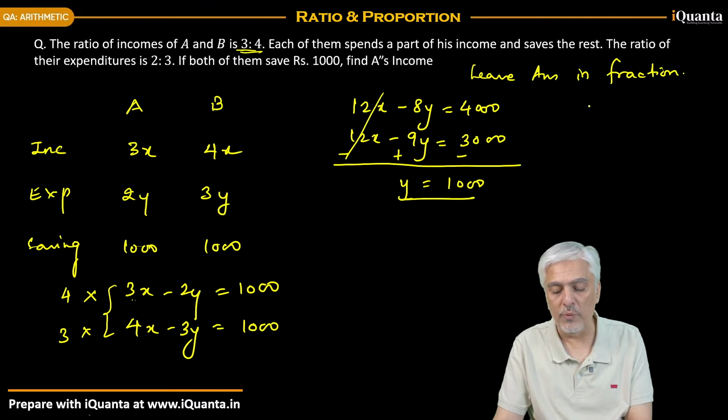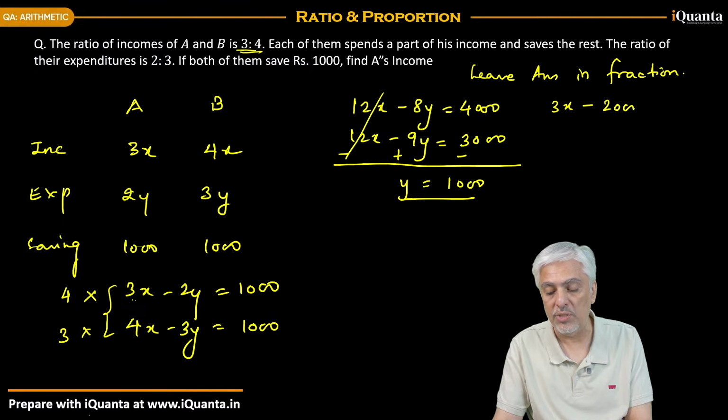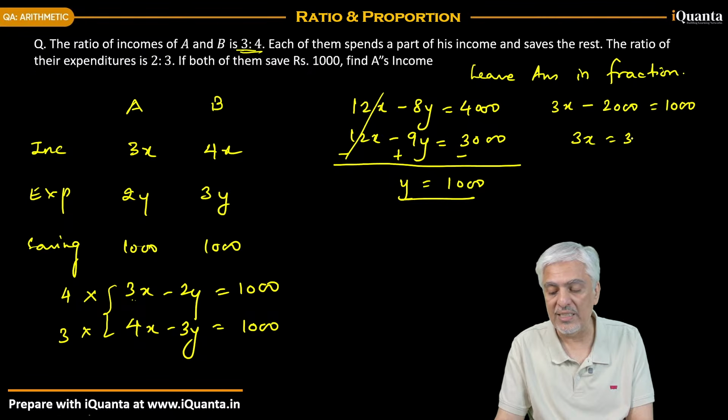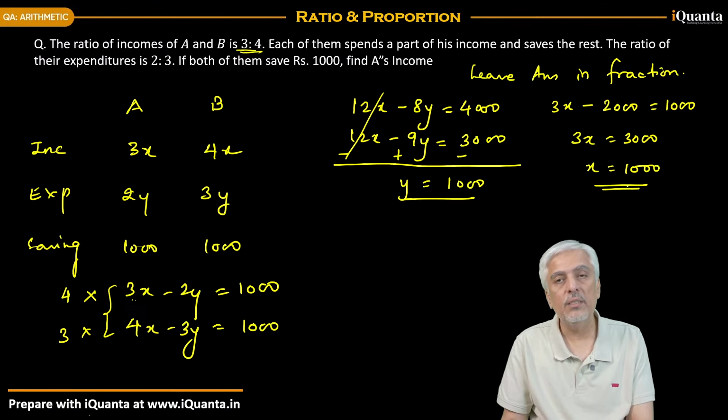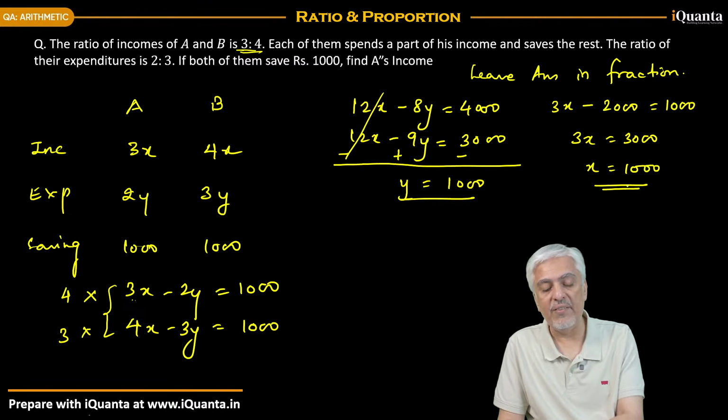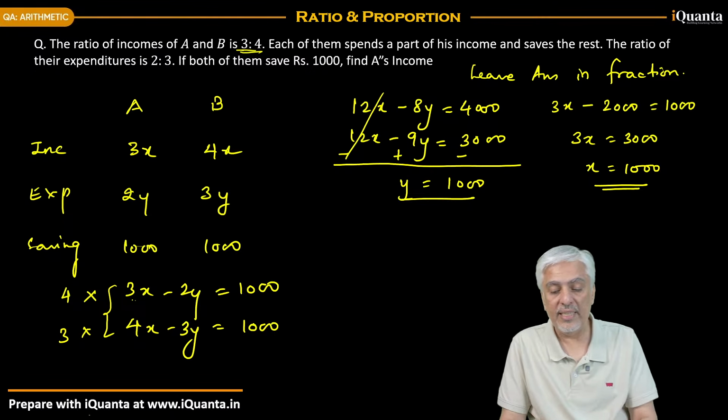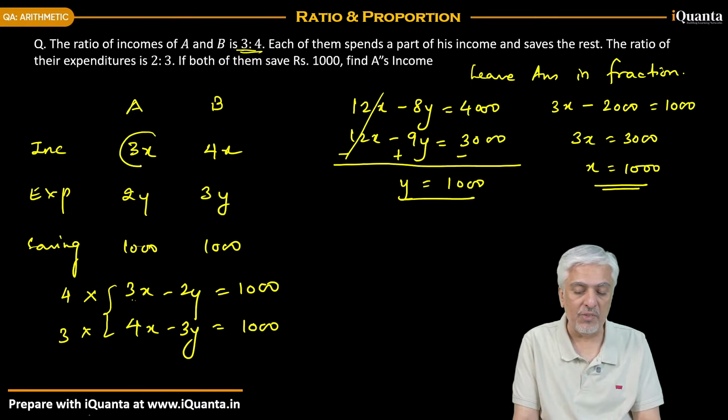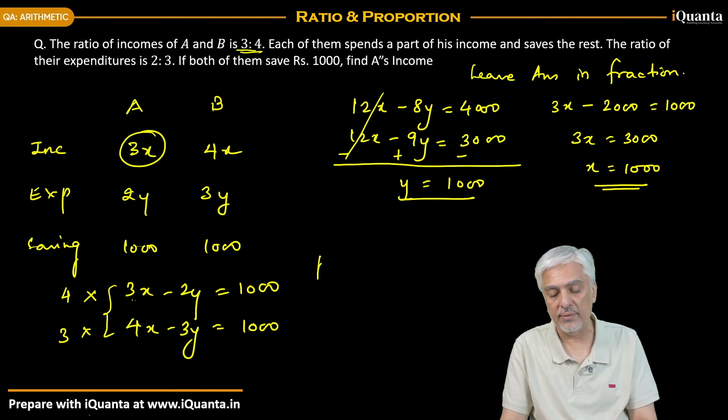Put y as 1000 in any one of the equations. Suppose I put it here. 3x minus 2y, so 2y will be 2000, is 1000. 3x is 3000, so x is also 1000. What have they asked for? They've asked for the expense. Oh, sorry, they've asked for the income of A. Income of A was 3x, which will be 3000.